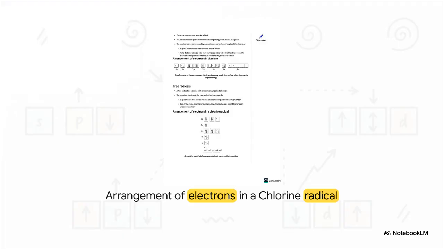When we look at the box notation for a chlorine free radical, that abstract idea becomes incredibly concrete. If you look at the outermost 3p subshell, you'll see 2 boxes containing paired electrons, one spinning up, one spinning down. But in that very last box, there is a single, solitary up arrow. That is our unpaired electron. That single physical dot is the exact reason why a chlorine radical is so aggressively reactive in our atmosphere.